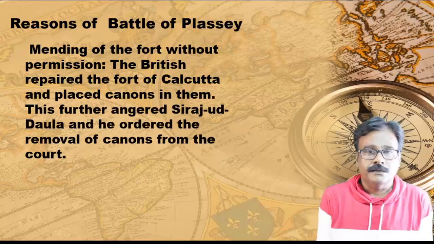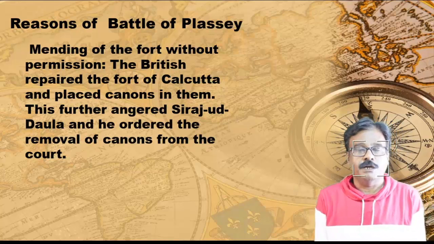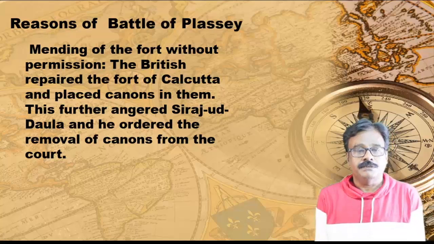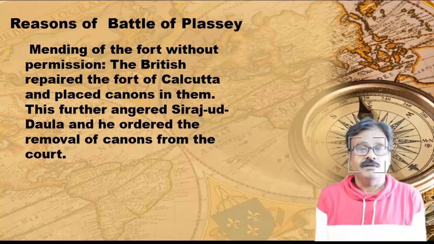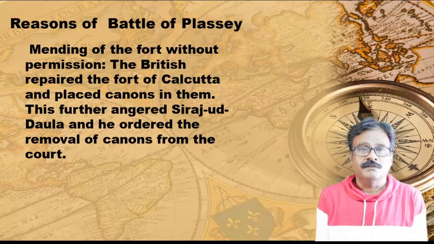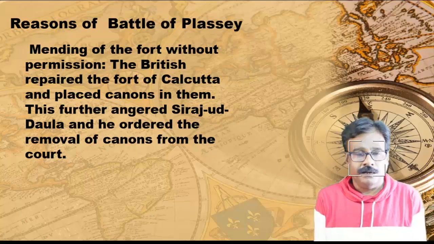Second most important cause for the Battle of Plassey. You know that Fort William was built on the banks of Hooghly River in Calcutta. Without taking any permission, the East India Company started reconstructing the Fort William near Calcutta and placed cannons in them. Cannons, in Hindi and Kannada, are called Firangi, a big gun which is used in the battle.